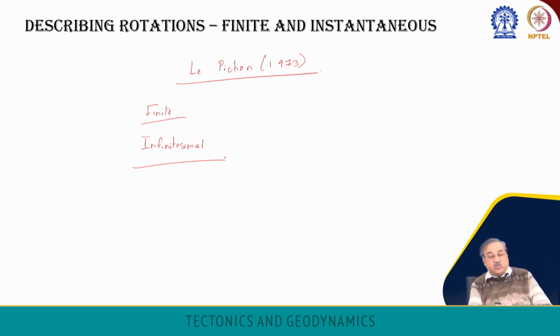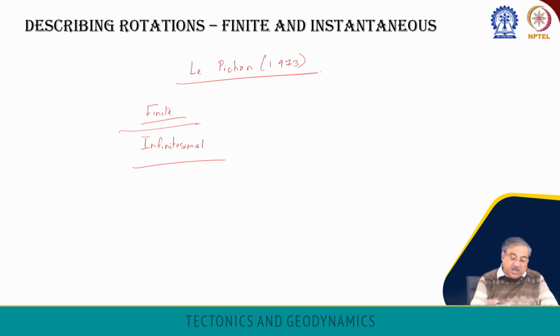The finite rotation is the total amount of movement. So suppose we have two plates on the surface of the Earth. How much is the actual motion of one plate with respect to the other? The total movement. That is called the finite rotation.